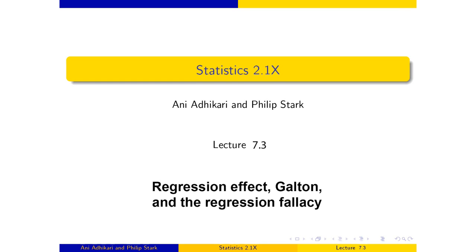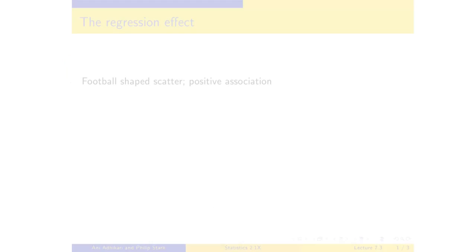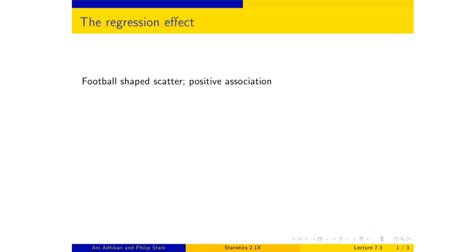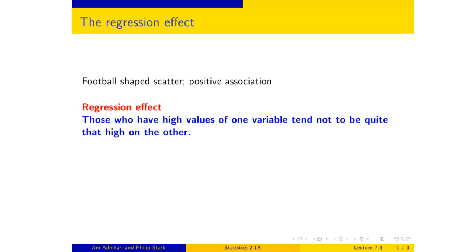We're now going to examine something called the regression effect and talk about why this word regression is used in this context. And we are going to focus on the football-shaped scatter diagram sloping up. And what we have observed is that if you're given a certain number of standard units in X, then your prediction is not quite that many standard units in Y. It's a little bit less. And that is called the regression effect.